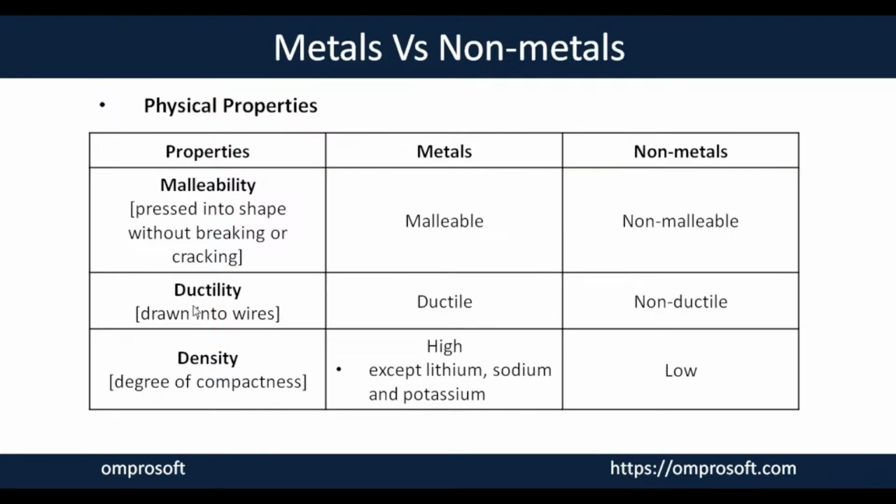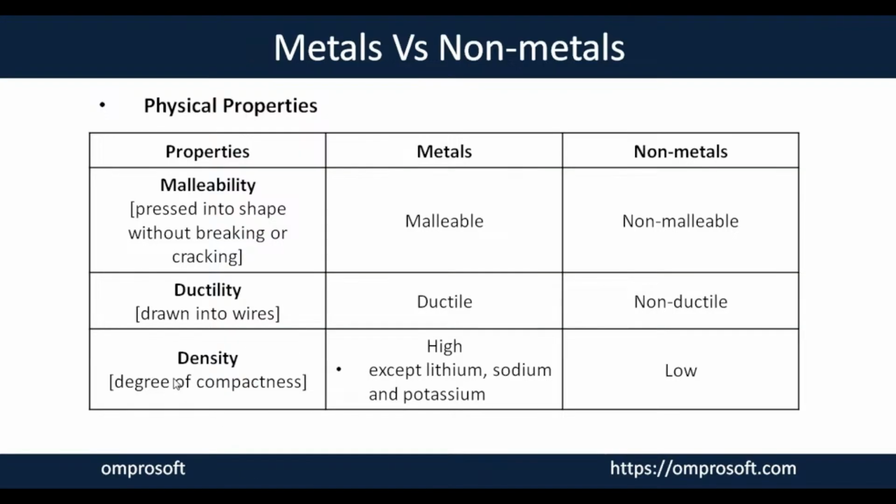Next one, ductility. When a substance can be drawn into wire, that is called ductility. Most metals are ductile in nature. When we give heat to them, they spread and can be drawn into wire. Gold is the most ductile metal. With 1 gram of gold, you can make a 2 kilometer long wire. But non-metals are non-ductile. When we give heat to them, they break into pieces, or the gas molecules move far away from each other.